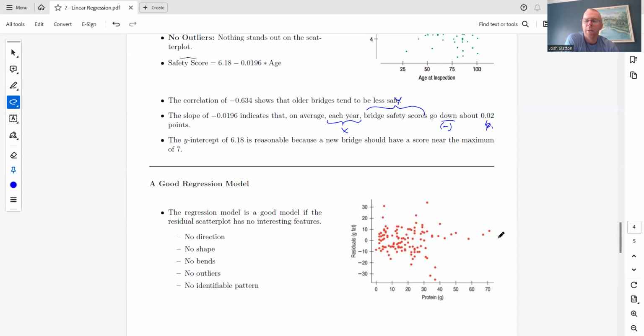The 0 line goes right through the middle, and then we're going to have the same kind of spacing above and below the 0 line. No bends. It's hard to have outliers when you have no pattern at all, but no outliers, no identifiable pattern. When that is the case, that means your regression model is going to be good. This is looking at a particular regression line, and it's going to be a good one because you're over predicting some, you're under predicting some, and it'll balance itself out.